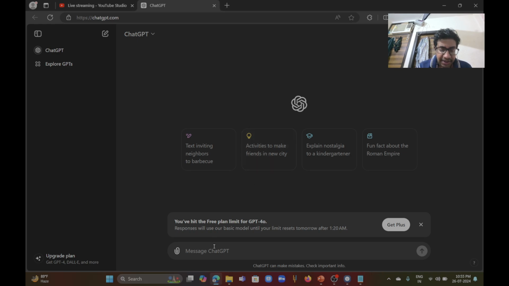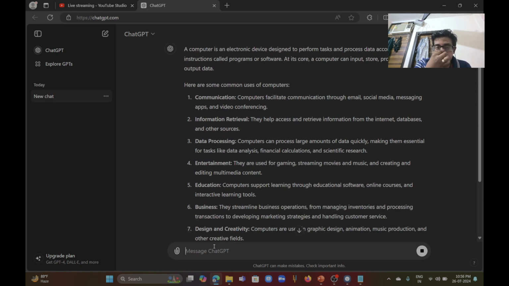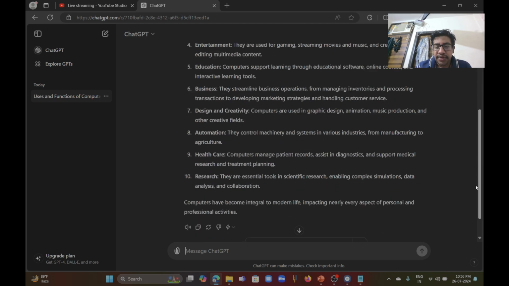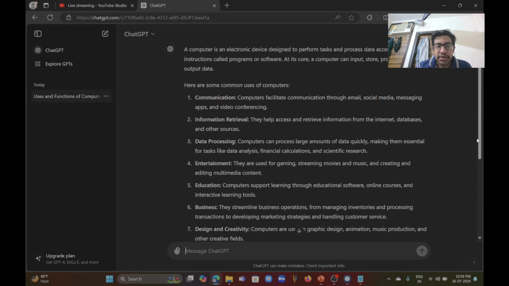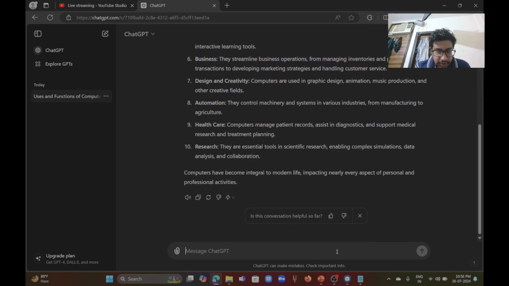This is ChatGPT. I will type, what is a computer? And what are the uses of a computer? Just, what is a computer? Okay, just think. This is the overview given by ChatGPT. This is the list.